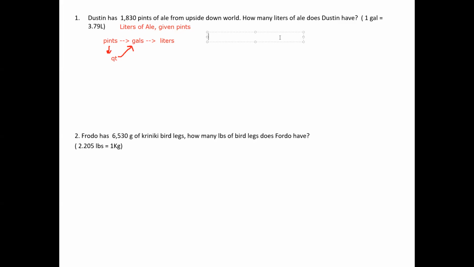So first we want to know how many pints are in a quart. There are 2 pints in 1 quart. Then we need to know how many quarts are in a gallon. 4 quarts equals 1 gallon. And of course, we know that 1 gallon is 3.79 liters. These are the different conversion factors that we need to solve the problem. So now I set up my train track.